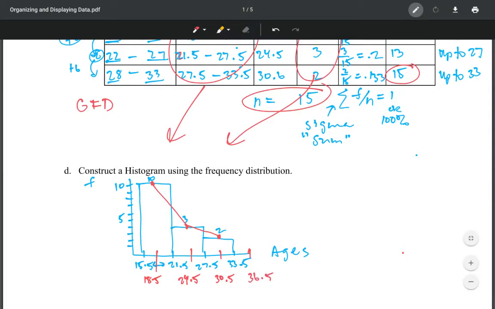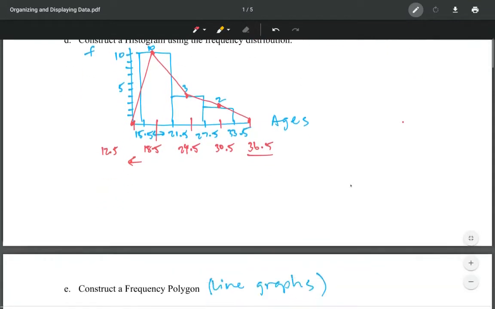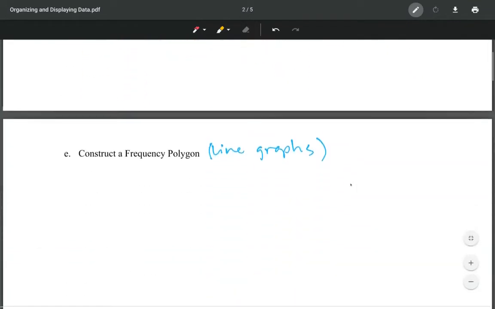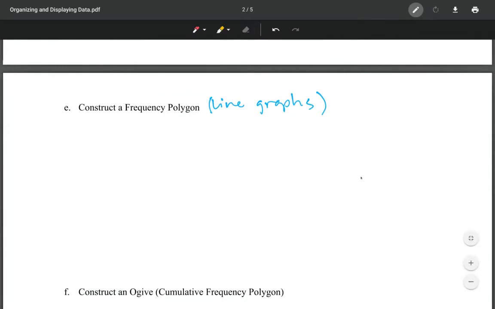I have nobody here. And then I also want to include what would be my first midpoint outside of the data. So I want to go in this direction, subtracting 6, and that's going to give me a midpoint here of 12.5. And I would have a 0 there as well. Okay, so it's going to look like this. We would not do it on top of the histogram. So let me go ahead and redraw this one on its own graph. Let's see, so 18.5. Okay, so as I construct this one, let me switch back to my blue pen.